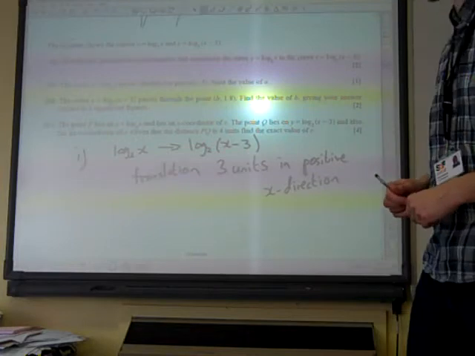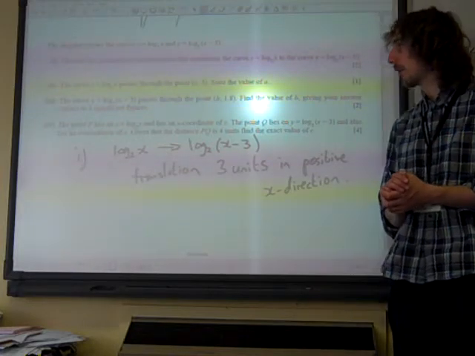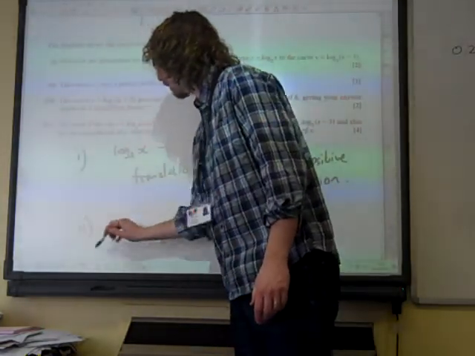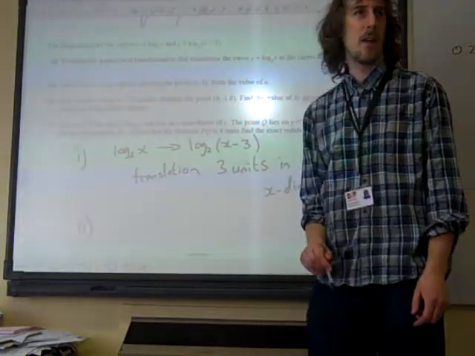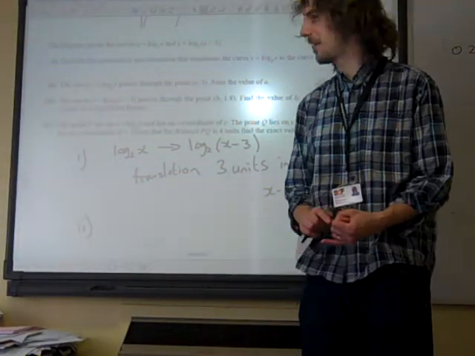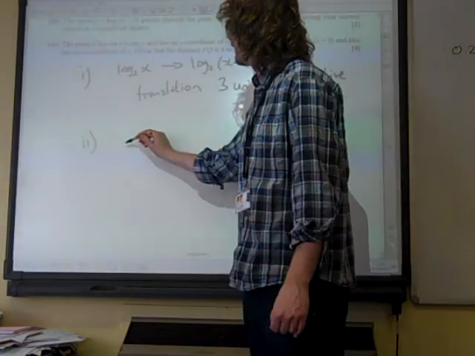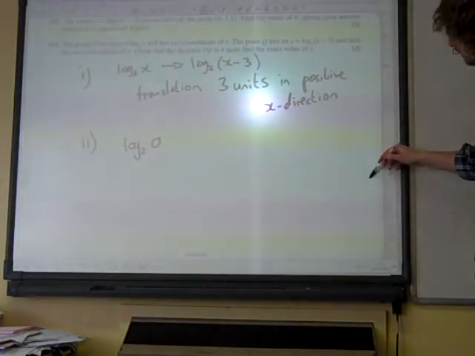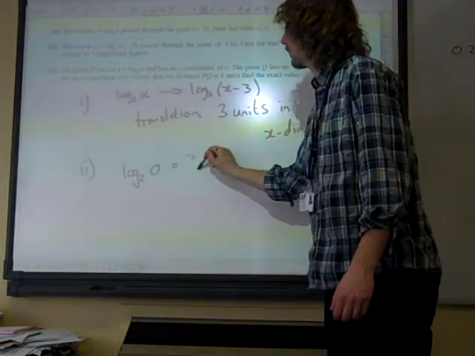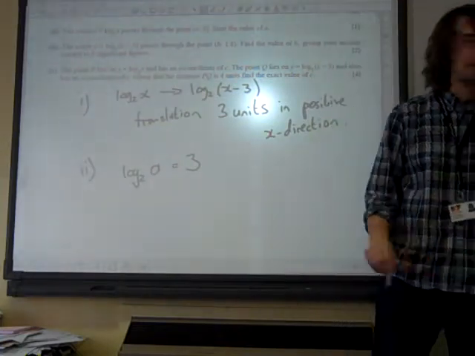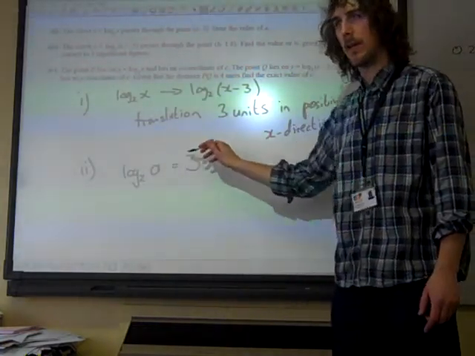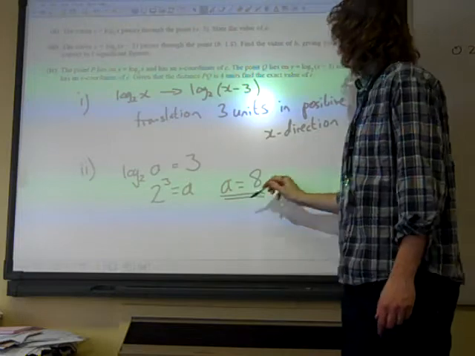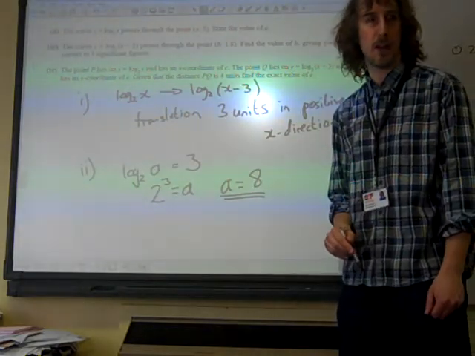Part 2 says the curve y equals log base 2 of x passes through the point (a, 3), find the value of a. Well, can you remember what logs is all about? If it passes through the point (a, 3), that means that when x is a, y is 3. So when x is a, log base 2 of a equals 3. We know how logarithms work. This means 2 to the power of 3 equals 8. So a equals 8. Really nice, gentle 1 mark for that.